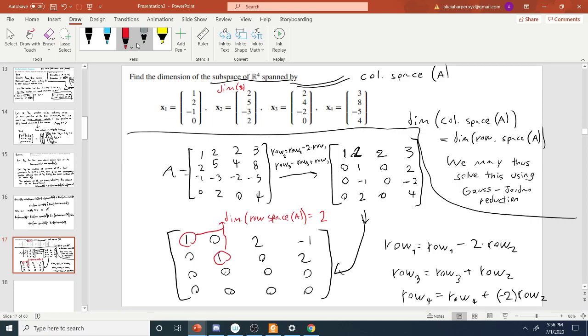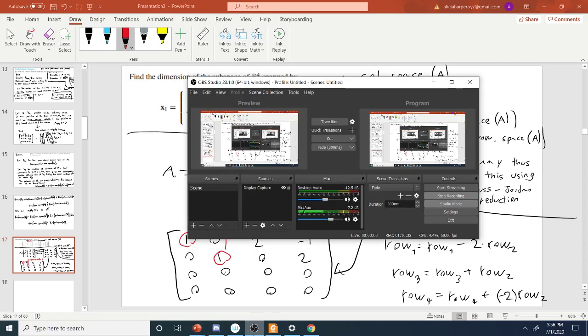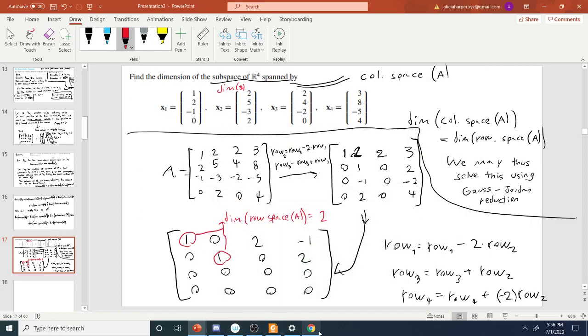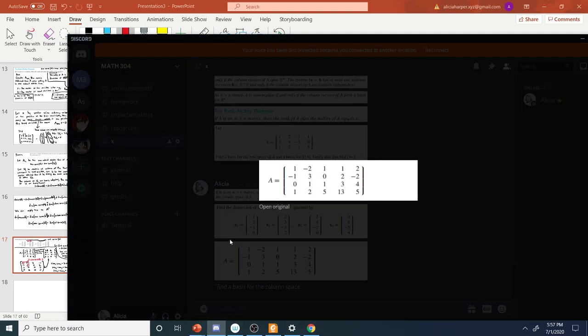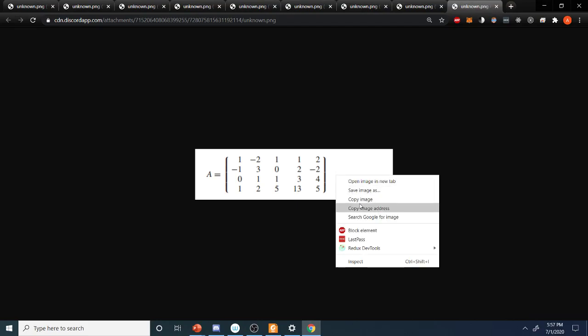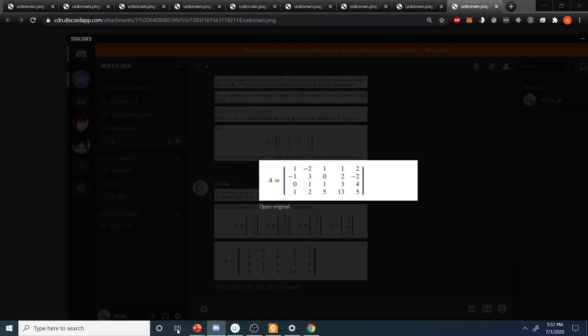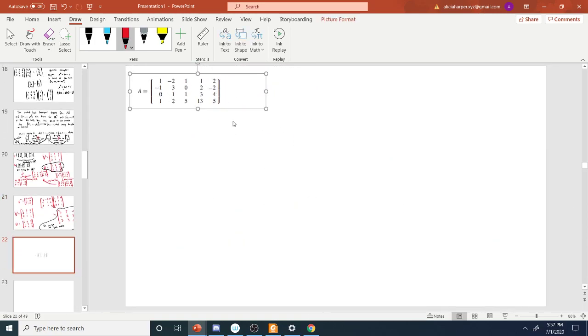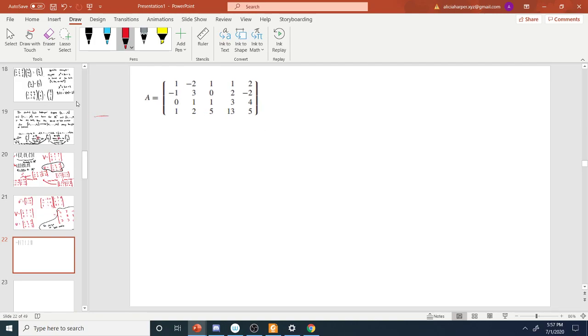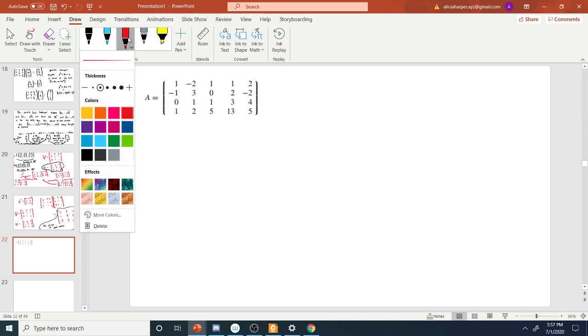And this theorem, together with the rank nullity theorem, really, in my mind, constitute the fundamental theorems of linear algebra. Okay, so let's do one more problem for today. I want to look at this matrix. And what I want to do is I want to find a basis for the column space of A.